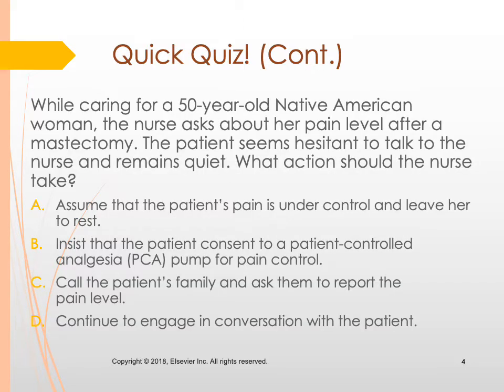So here's a quick quiz. While caring for a 50-year-old Native American woman, the nurse asked about her pain level after a mastectomy. The patient seems hesitant to talk to the nurse and remains quiet. What action should the nurse take? A. Assume the patient's pain is under control and leave her to rest. B. Insist that the patient consent to a PCA pump to control her pain. C. Call the patient's family and ask them to report the pain level. D. Continue to engage in conversation with the patient.